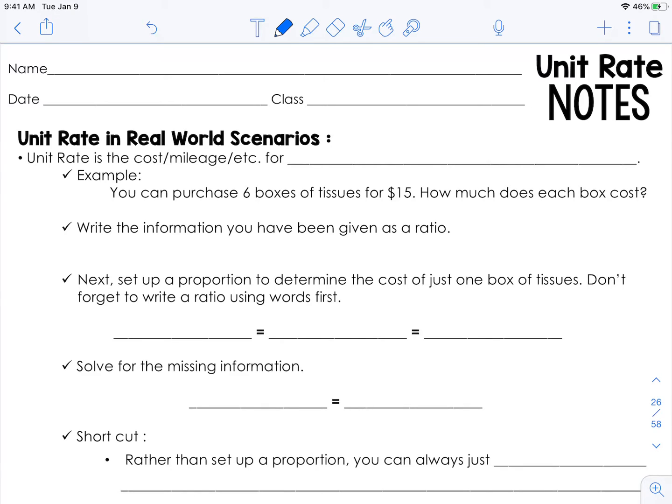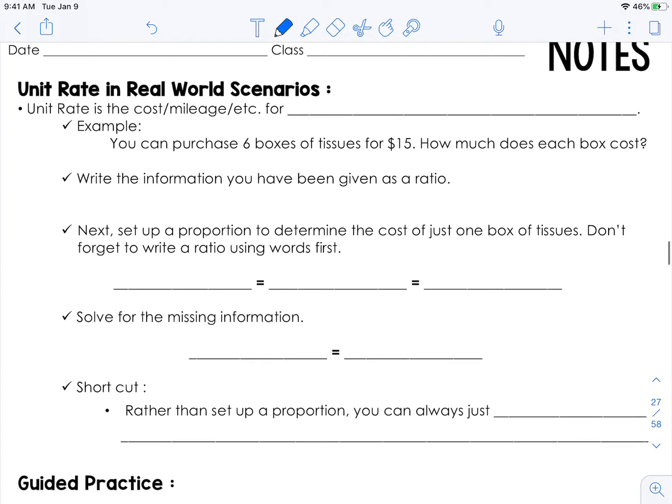We're going to discuss unit rate. Unit rate is the cost or mileage for 1 unit of something. For example, you can purchase 6 boxes of tissue for $15. So finding the cost of 1 box is the unit rate.